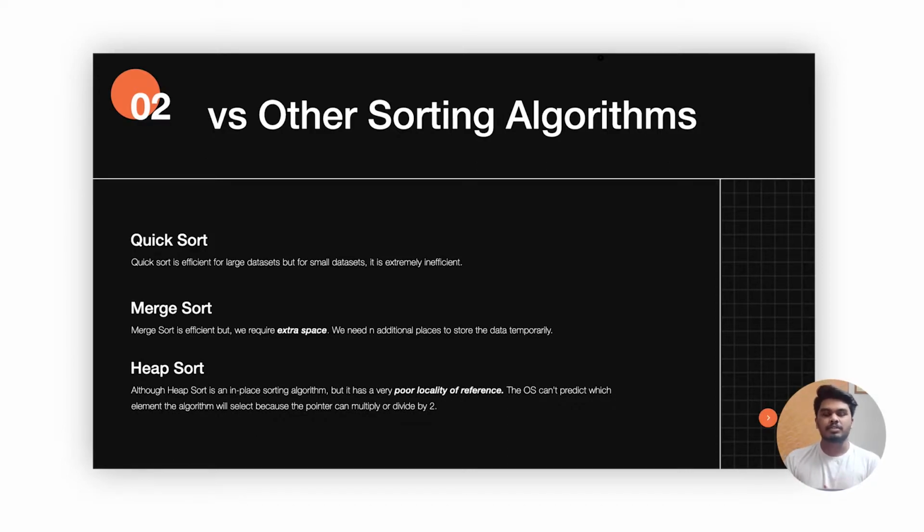And in the case of merge sort, although it's efficient and has a time complexity similar to that of Timsort, it uses n extra space to store data temporarily. Now mind you, Timsort also has a space complexity of O(n), but this n is always less than the size of the array, which is not the case in merge sort. The only problem with heap sort is that it has a poor locality of reference. Otherwise, it was also a very efficient and fast algorithm.